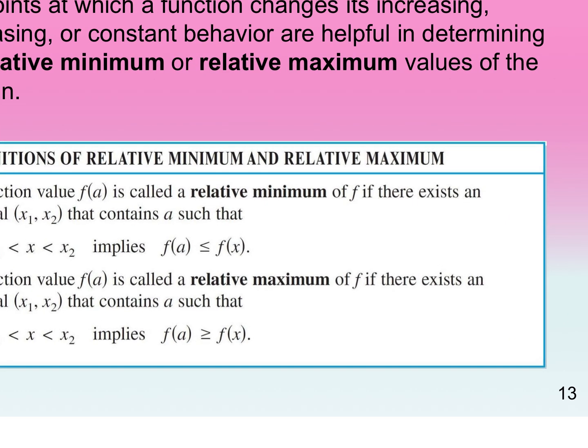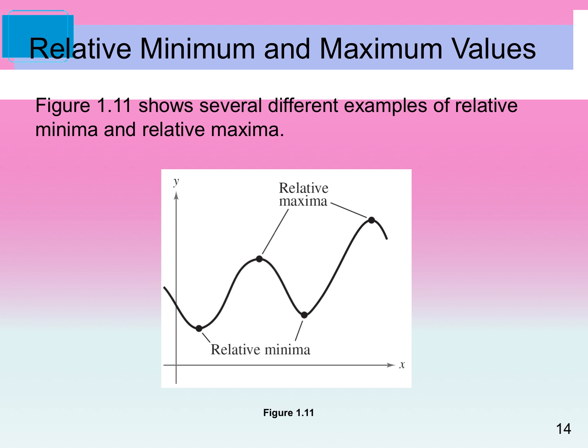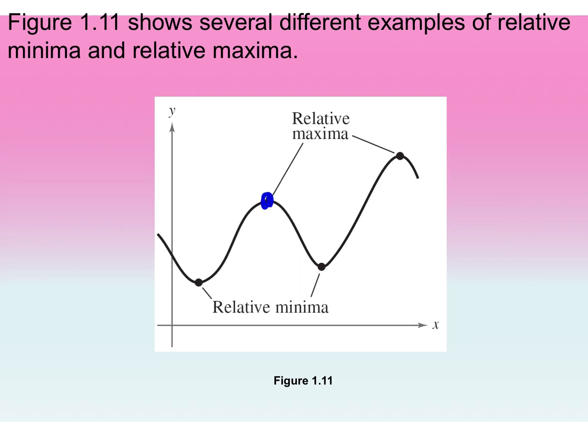A relative minimum is any kind of valley that we have, any low point of the graph. A relative maximum would be any hill. It's not the highest point of the graph, but anywhere where you go from increasing to decreasing would be a relative maximum. So you can have more than one relative maximum. Looking at the next page, any hill that we have is a relative maximum. Any valley, anywhere where it goes from decreasing to increasing, is a relative minimum.